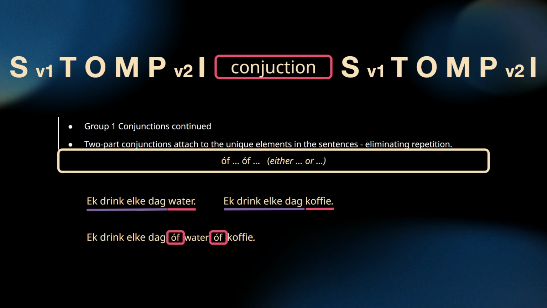So what we're going to do is take our two-part conjunction, or double-barrel conjunction, and attach it to the front of our two unique elements, and write them together: óf water, óf koffie. Depending on whether my repeated element is at the beginning or the end of my sentence, I'm going to keep it where it was. Ek drink elke dag water is at the front of both of my sentences, so in my answer I'm going to write it at the front, getting rid of the second repetition. Ek drink elke dag óf water óf koffie. I drink every day either water or coffee.